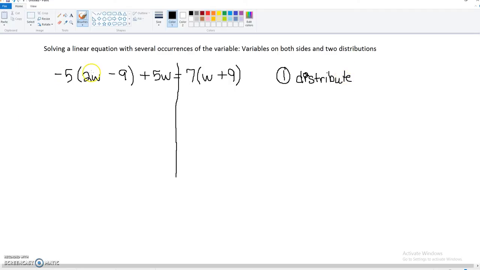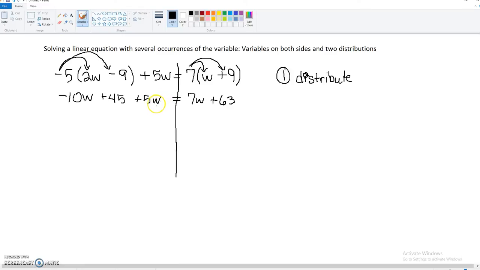Okay, so we're going to start with this -5 over here. So -5 times 2 is -10w. -5 times a -9 is a +45. We're going to bring down that plus 5w equals, and now we're going to distribute our other set of parentheses. So 7 times w, so of course 7w, and 7 times 9 is 63.